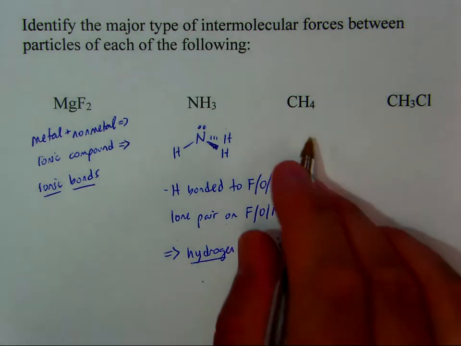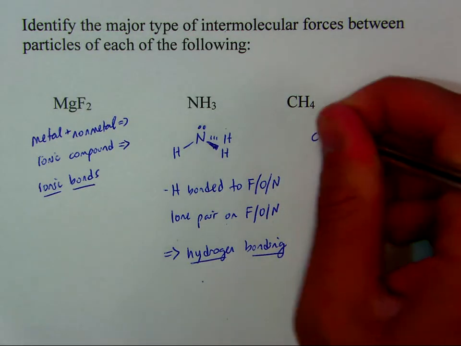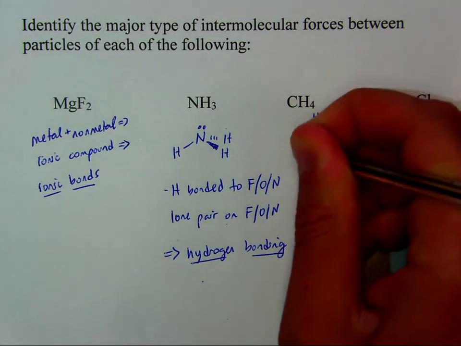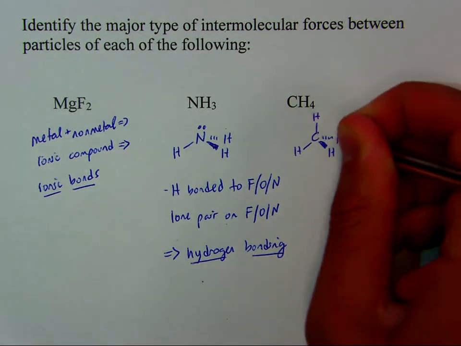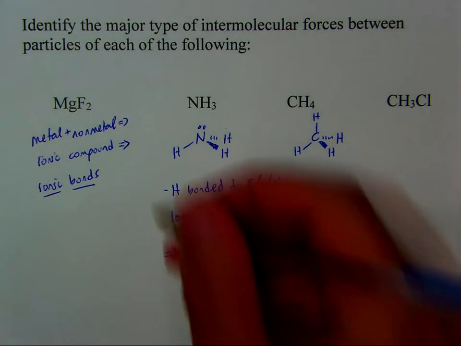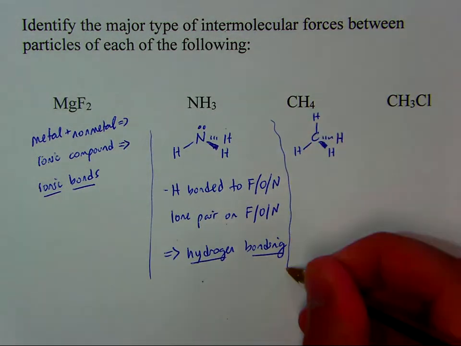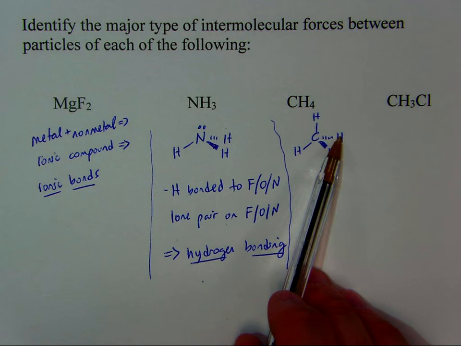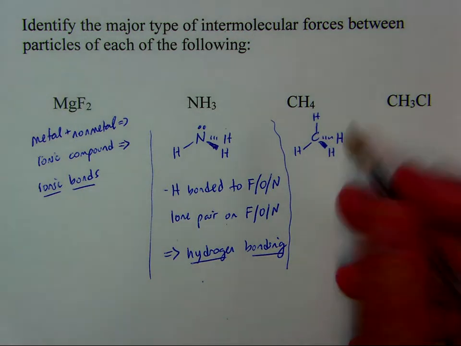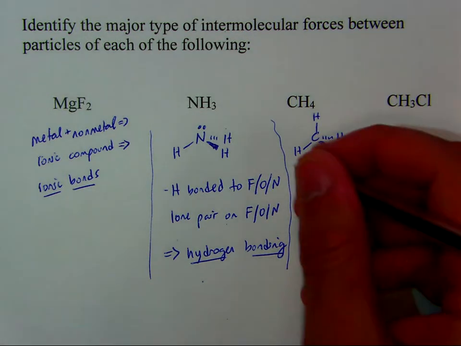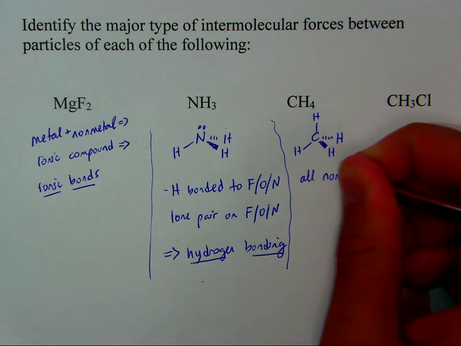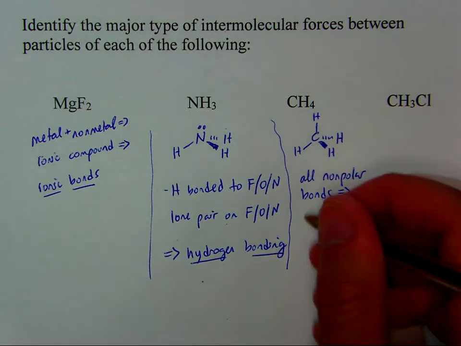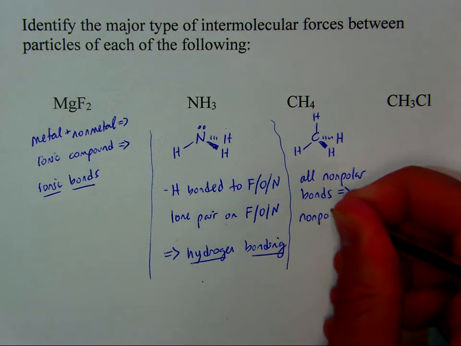Okay, let's look at CH4. If we look at the structure of this, it's tetrahedral. I've got 4 CH bonds. These 4 CH bonds, we need to think about if they're polar or not. Turns out CH bonds are nonpolar. They have an electronegativity difference of 0.4. Okay, and so we have all nonpolar bonds. That means that the molecule is going to be a nonpolar molecule.